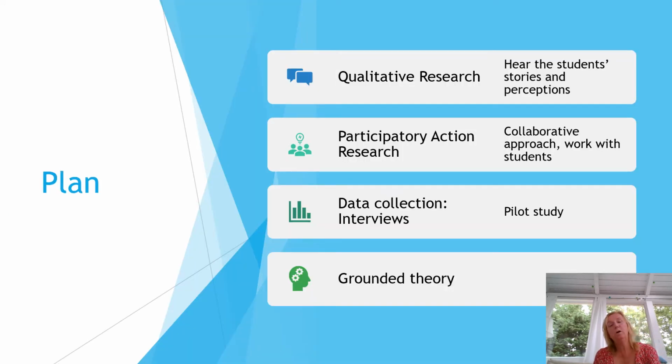So my plan, I'm qualitative. I want to hear the students' stories and perceptions. And along with that, I want to do participatory action research. I want it to be a collaborative approach. I want to work with the students, primarily because I want to hear what they think the challenges are. I want to hear what they think the most effective strategies will be. Their perception is much different than mine. As much as I can try to think of what they are feeling, I can never. My experience is very different from theirs, so I want them to be part of it.